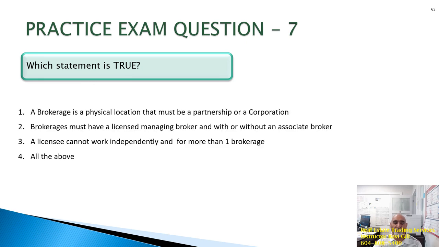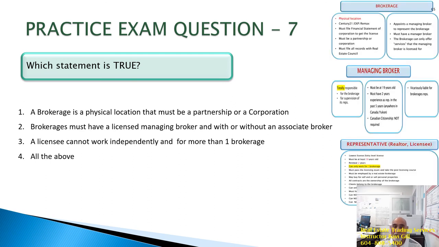Which statement is true? A brokerage is a physical location that must be a partnership or a corporation. That is true. Brokerages must have a licensed managing broker, with or without an associate broker. They can have an associate broker if they want. They don't have to. But they must have a licensed managing broker. A licensee cannot work independently and for more than one brokerage. Well, this is true. All 3 are true, all of the above. So right here we're putting the slides where this information is really from. So it's a good idea for you to go through the slides when you're answering the questions.